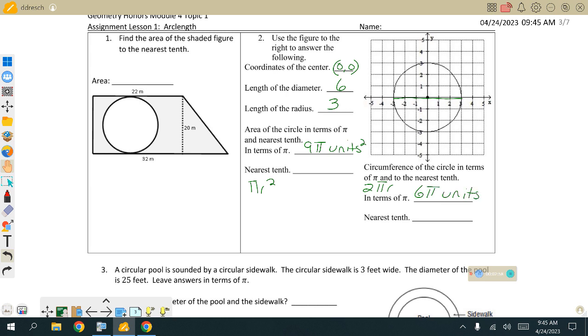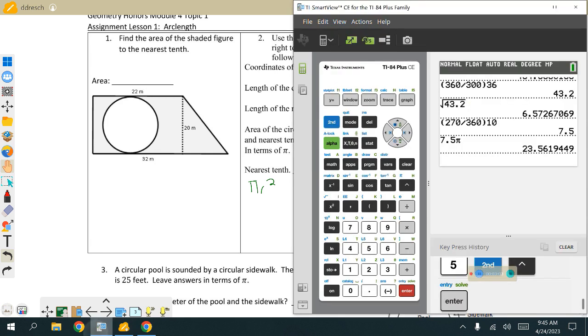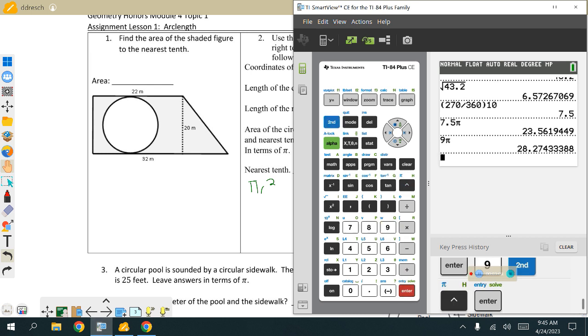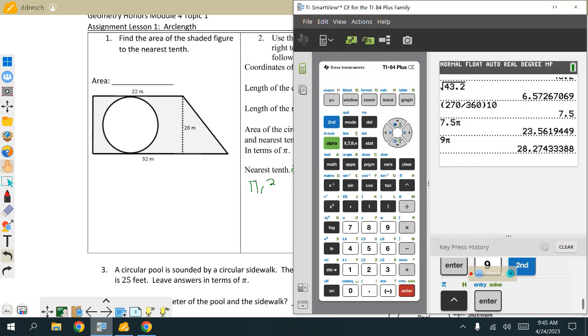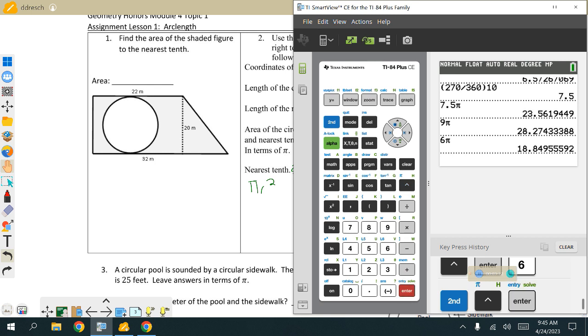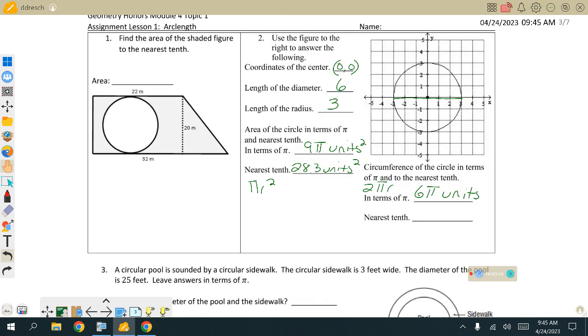Now after that, directions do ask you to round it. So go to your calculator and plug in 9 pi and 6 pi. 9 pi tells me what? 28.3. And then for the other one, 6 pi tells me what? 18.8. Okay.